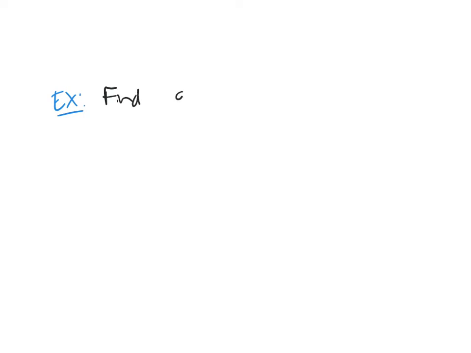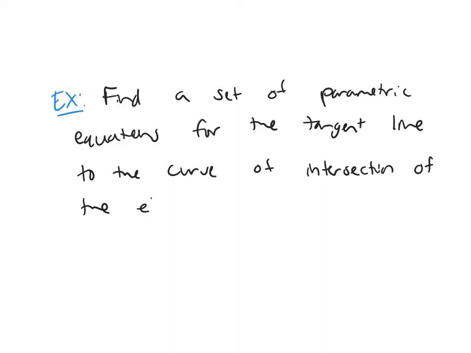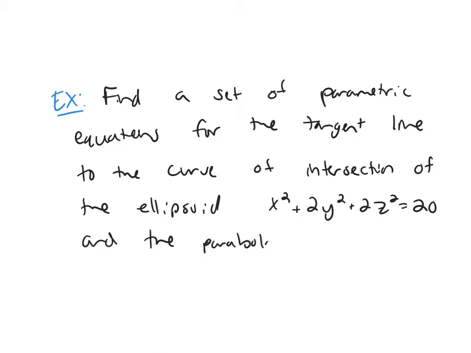I want you to find a set of parametric equations for the tangent line to the curve of intersection of the ellipsoid x squared plus 2y squared plus 2z squared equals 20, and the paraboloid x squared plus y squared plus z equals 4 at the point (0, 1, 3).